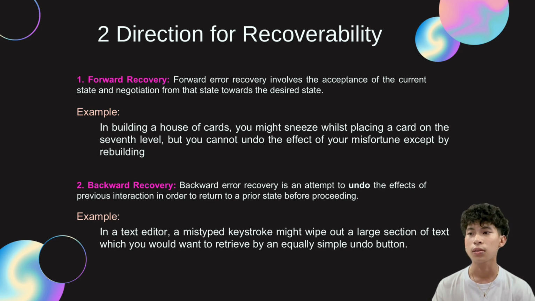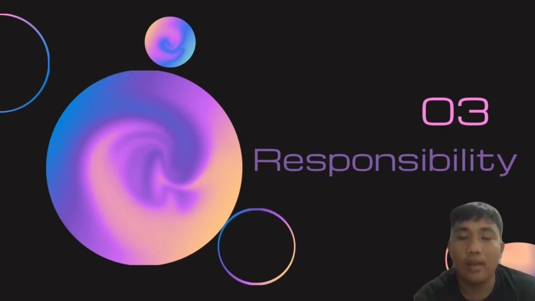state. So an example here is in a text editor, a mistyped keystroke might wipe out a large section of text, which you would want to retrieve by an equally simple undo button. So if we made a mistake, like deleting the whole text or mistyping, you can easily use the shortcut keys or undo keys to go backward to the previous one, then correct your mistake.